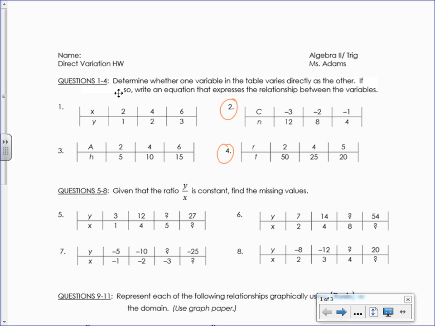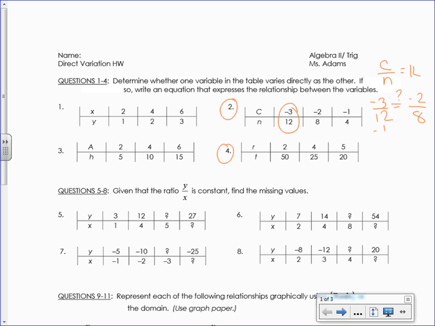So remember, if it is direct, we are always going to divide and get a constant of variation. So if it's direct for number 2, when I do -3/12, that's right here, or anytime I do c divided by n, I should always get the same thing, my k, my constant of variation. So if I do -3/12, does that give me the same thing as if I do -2/8? And in fact, it is.